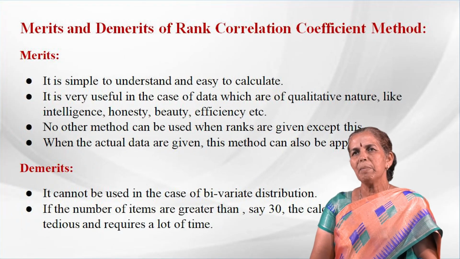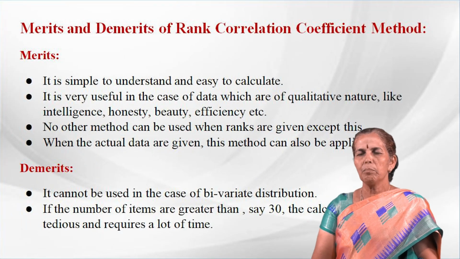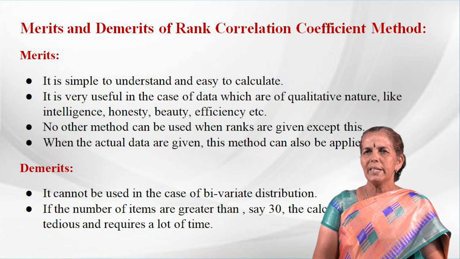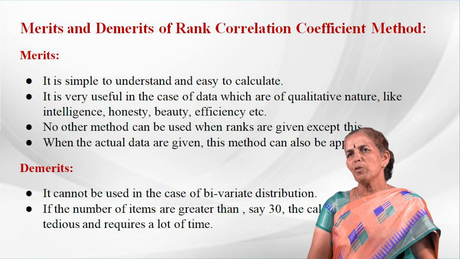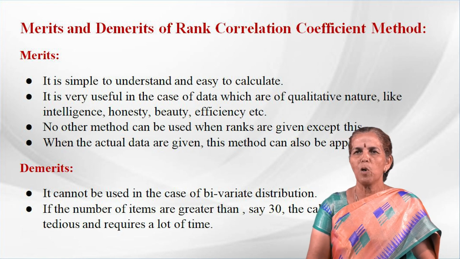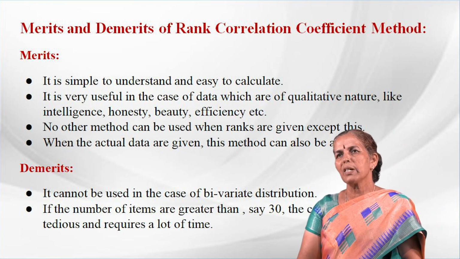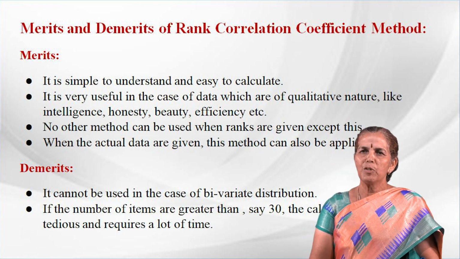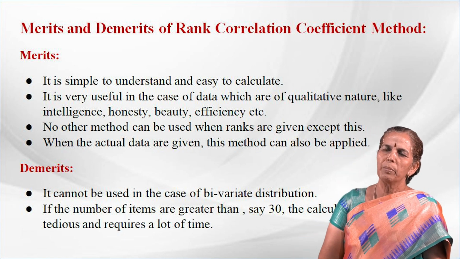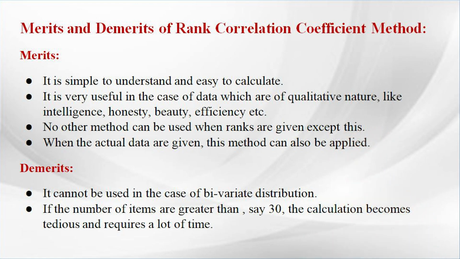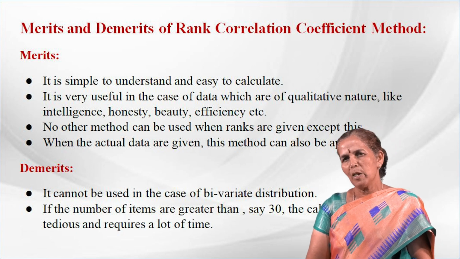The merits and demerits of the rank correlation coefficient method. Merits: it is simple to understand and easy to calculate. It is very useful in the case of data which are of qualitative nature, like intelligence, honesty, beauty, efficiency, etc. No other method can be used when only ranks are given except this. When the actual data are given, this method can also be applied. Demerits: it cannot be used in the case of bivariate frequency distribution. If the number of items is greater than say 30, the calculation becomes tedious and requires a lot of time.